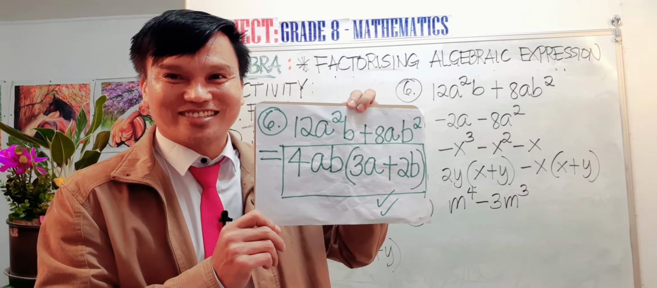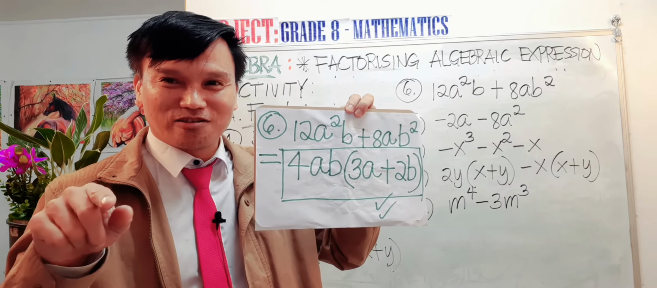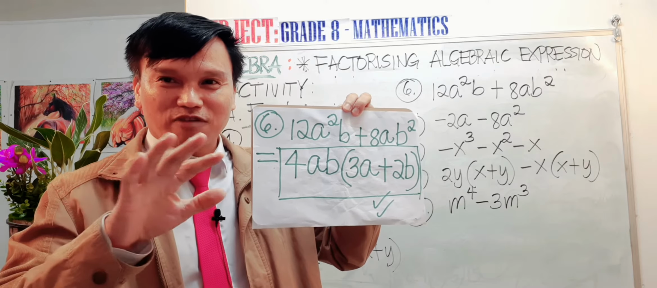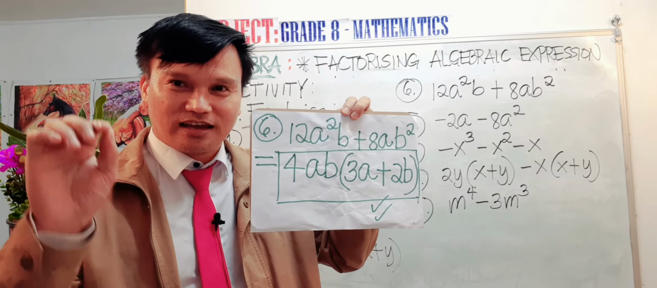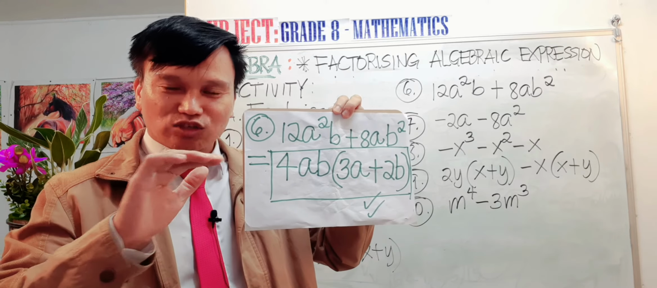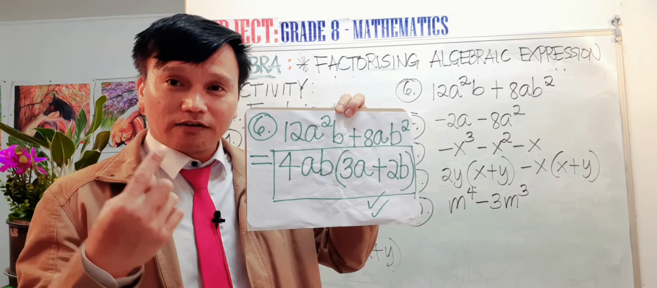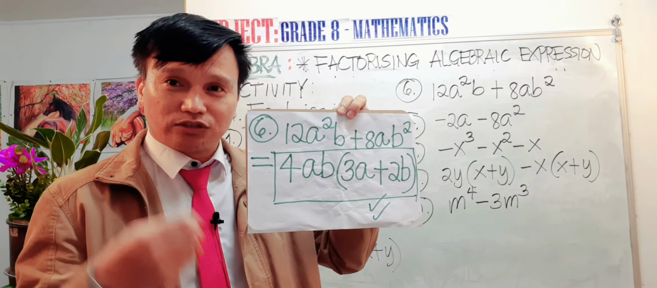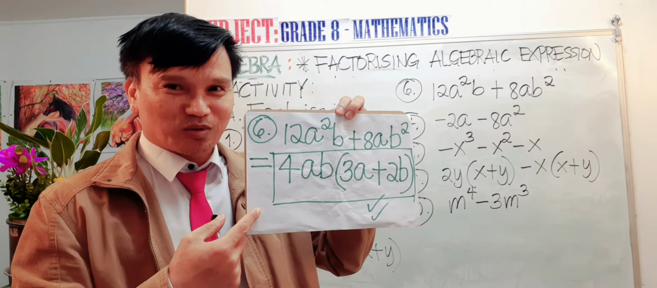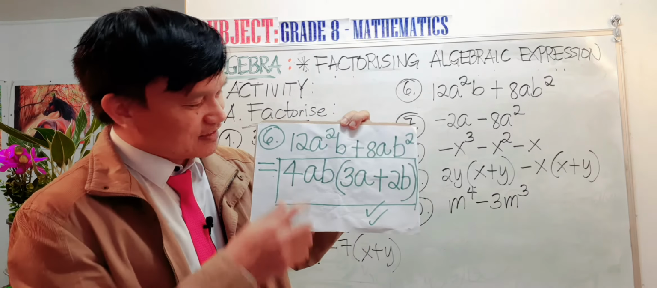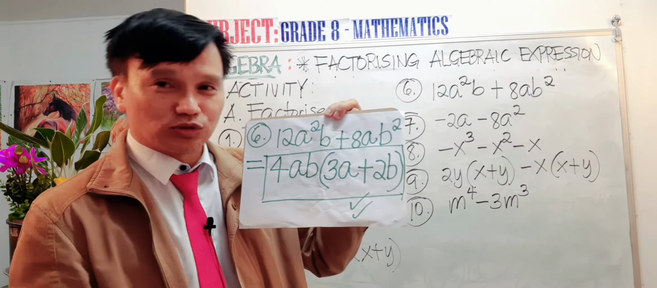Check your work, people. Check your work, students around the world, students in Papua New Guinea, in the Philippines, and students around the world. Please, if you are following my video tutorial in mathematics, check your work. So this is the answer: 4ab, 3a plus 2b.